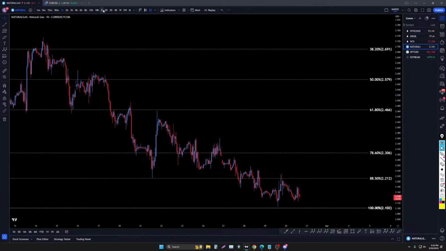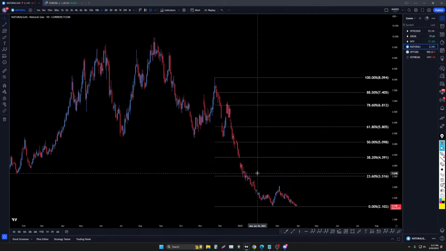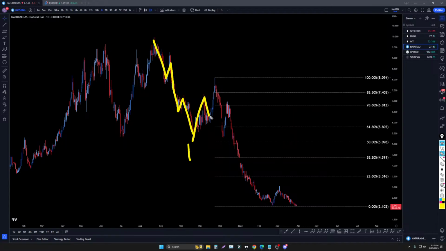So yeah, natural gas. It looks like it's about to make a new low. And I still think this thing is very, very clear. 1, 2, 3, 4, 5, wave 1. A, B, C, wave 2. 1, 2, 3, 4, 5, wave 3. We're still in a wave 3 right now. There's definitely no reason to think the wave 3 is over. It could go further. It could take out this low.